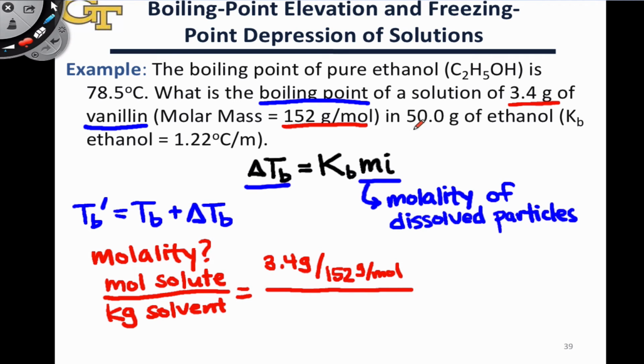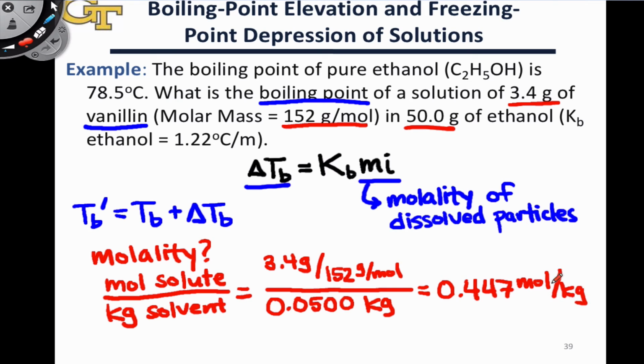The kilograms of solvent, well, we have the mass of solvent in the solution. It's 50 grams of ethanol. This is going to end up, once we divide that by 1,000 grams per kilogram, as 0.0500, add the trailing zeros for significant figure purposes, kilograms of solvent. When we do this math, we end up with a molality of 0.447 moles of solute per kilogram of solvent. That's the first step, and we now have the molality of the solute in the solution.